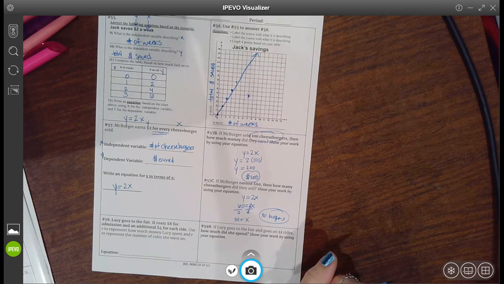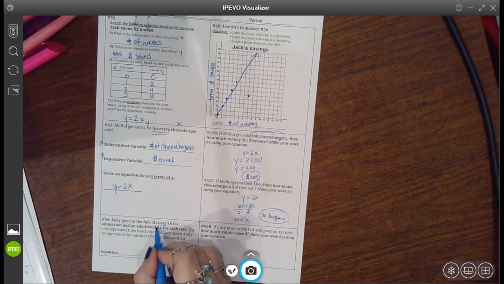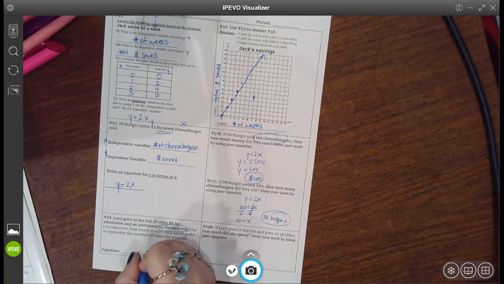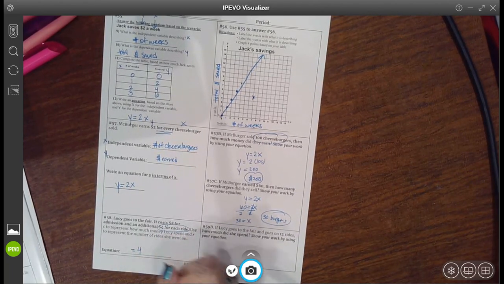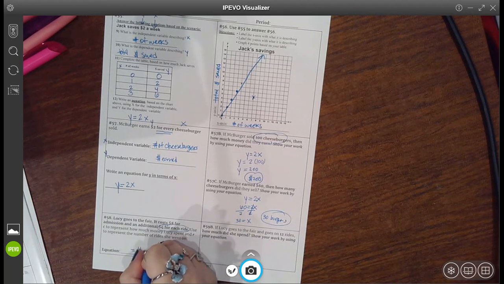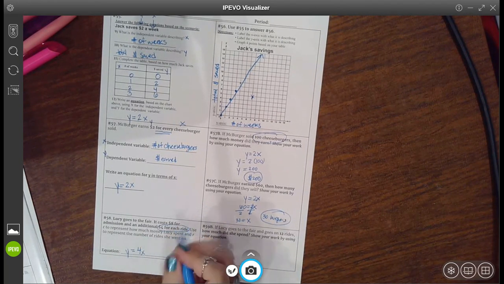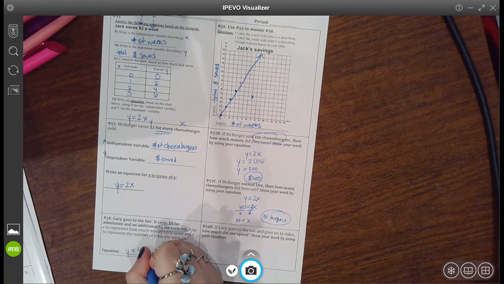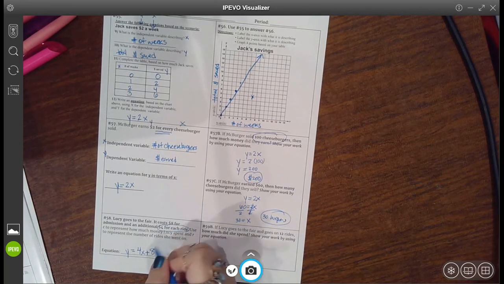Okay, so which one's your rate? This one. Remember, like per, each, every, that's normally your rate. So this is what's going to get multiplied by your x, right? And then y equals that. If there's a constant, we add that on. It's an additional $8 to get in.